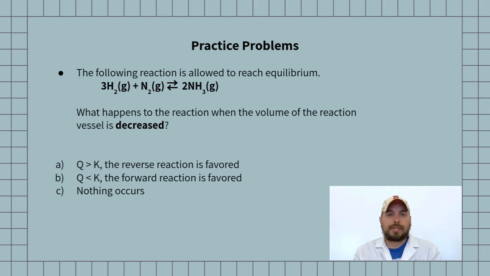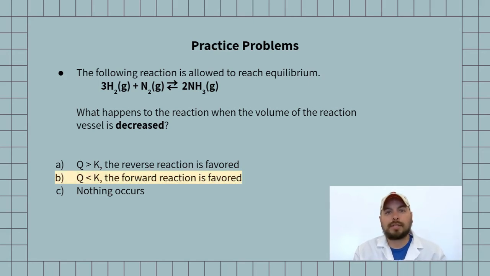Let's take another example here. Now, this is the Haber process where we take gaseous hydrogen and nitrogen and combine them together to make ammonia, NH3. When we look at this, if we were to decrease the volume of the vessel, what would happen to the equilibrium system? The answer is it would cause the reaction to shift to the right, towards the ammonia.